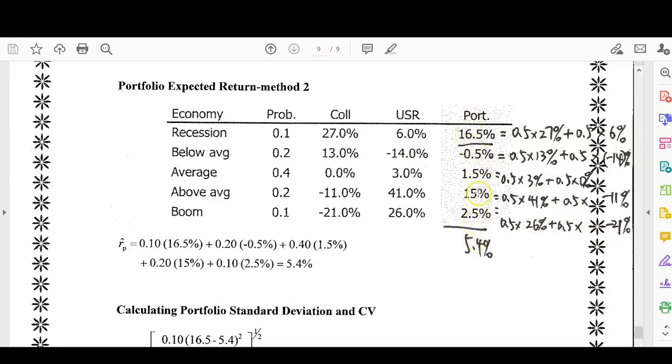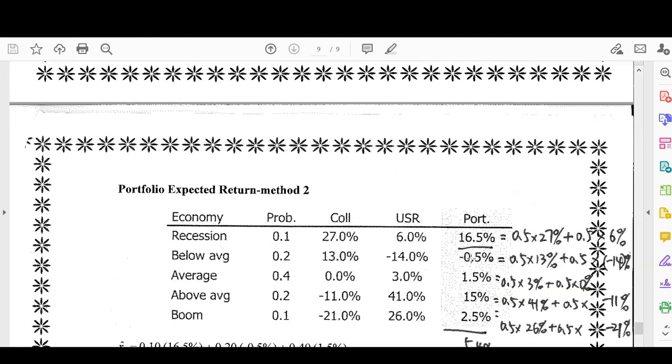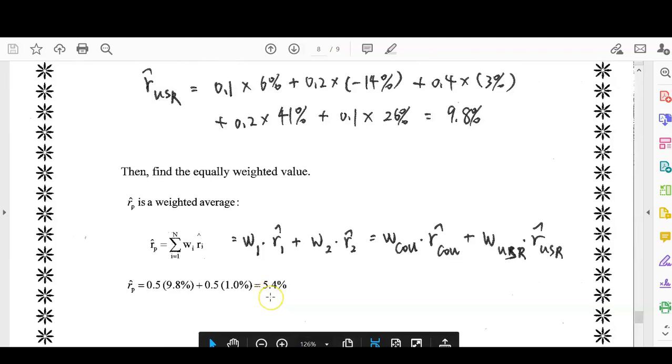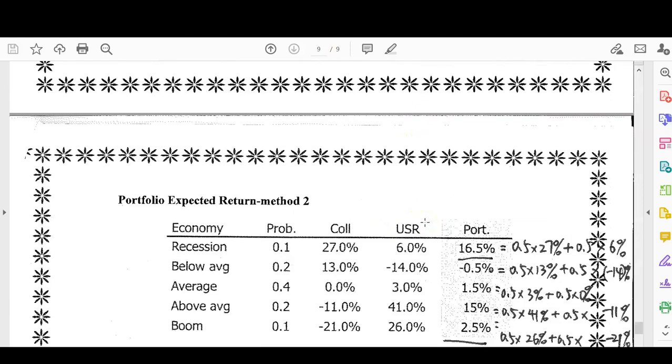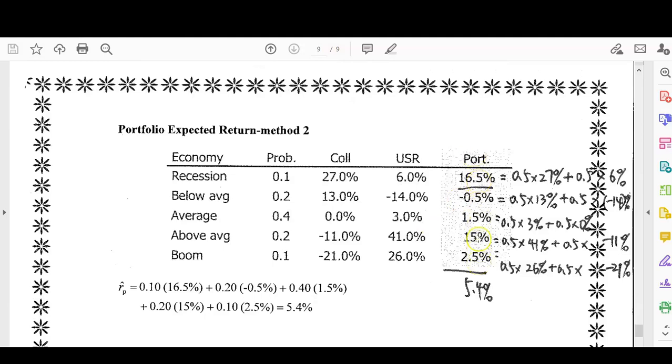And then we can use these 5 returns multiplied by the 5 probabilities. So we have portfolio return as 5.4%. Okay, this is the second way of getting portfolio return. Okay, same as the first method. The first method is to calculate expected return for the 2 stocks first and take the weighted average. The second method is to calculate portfolio return in 5 economy scenarios first by taking the weighted average of the 2 stocks, and then calculate portfolio return by using 5 probabilities multiplied by the 5 portfolio returns.